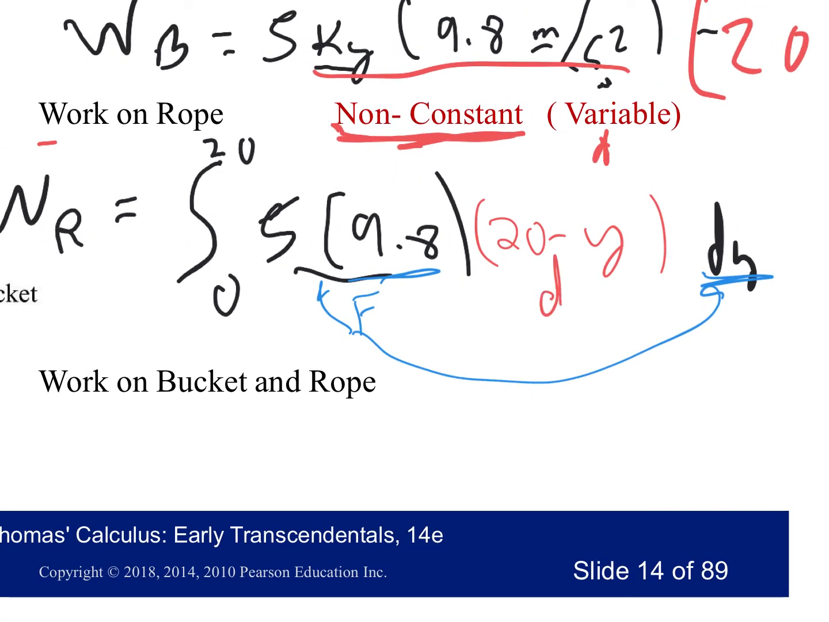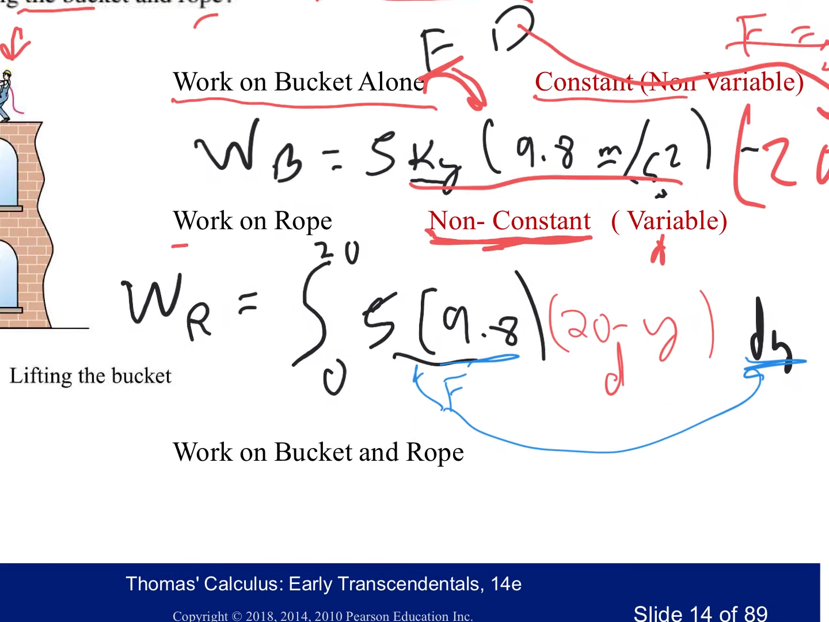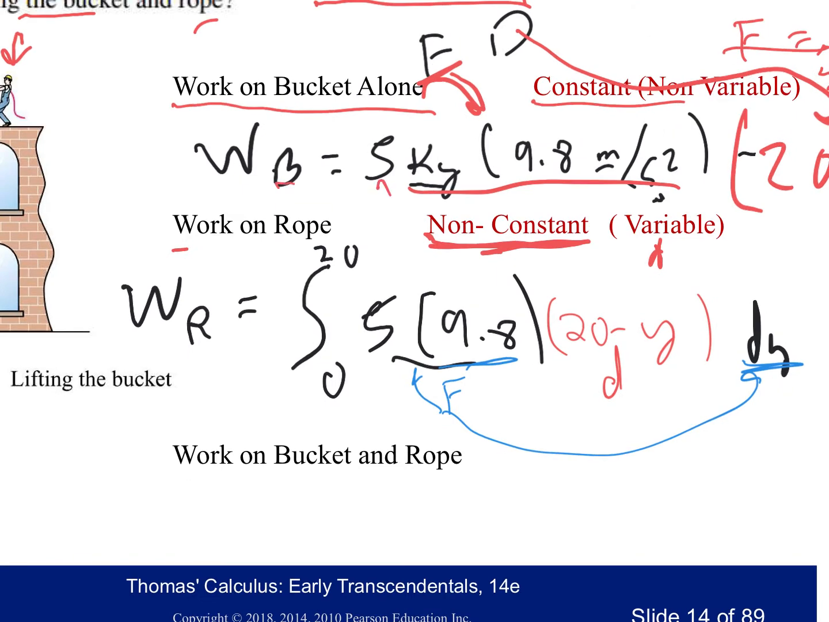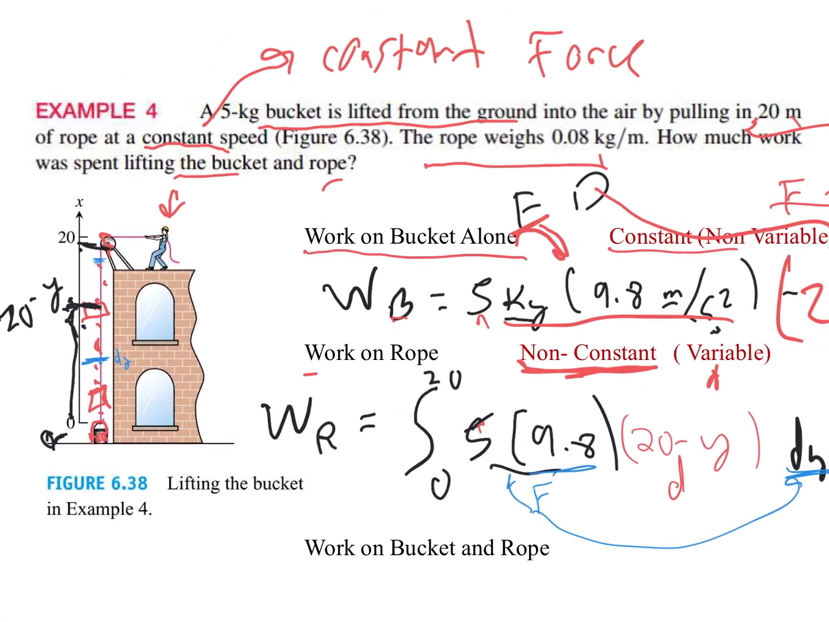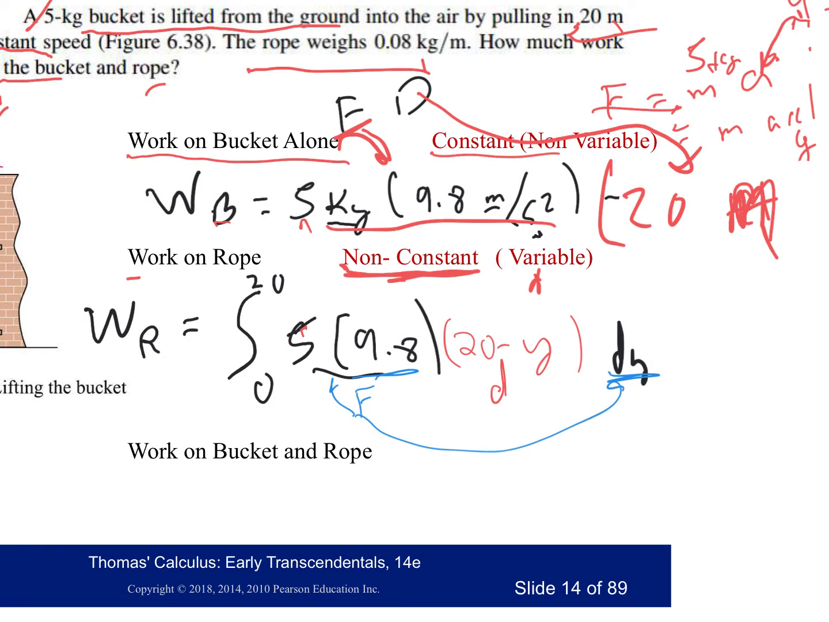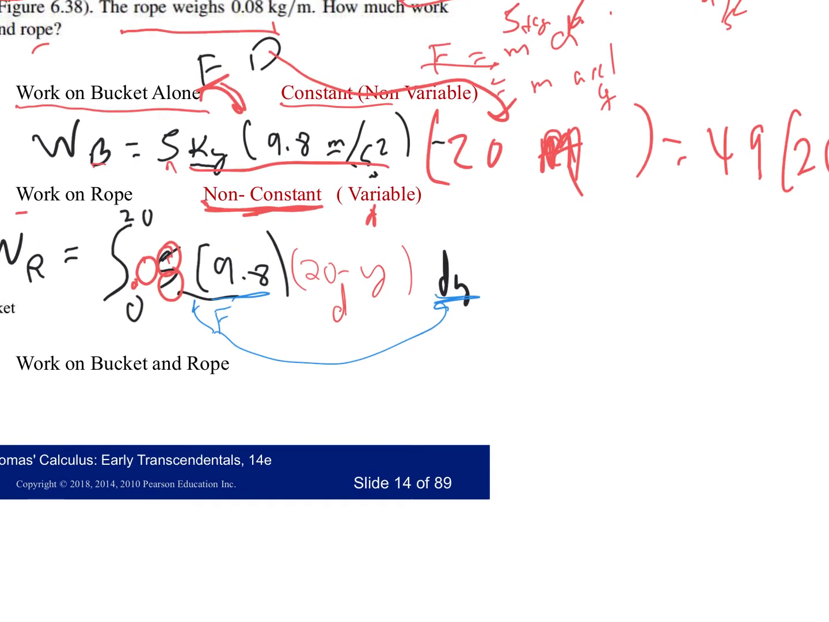Now, oh, wait a minute. My bucket was 5 kilograms. My rope's not 5 kilograms. There's a slight mistake here. Did anybody catch it before me? The rope was only 0.08. All right. No harm, no foul.